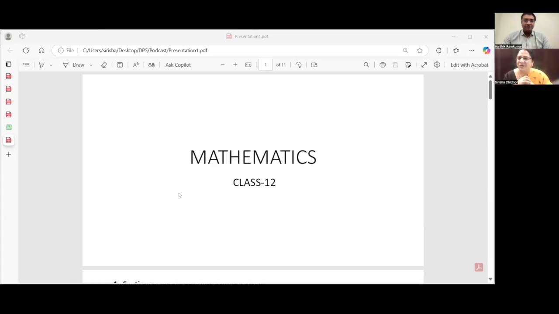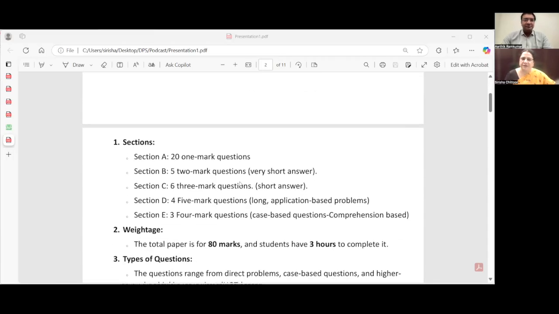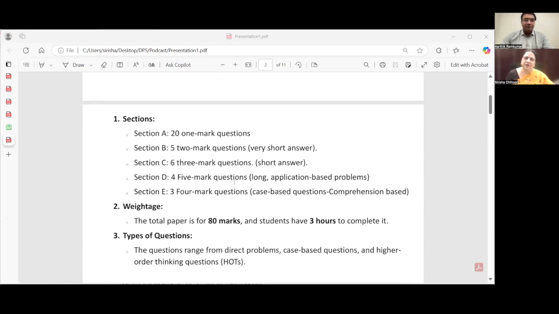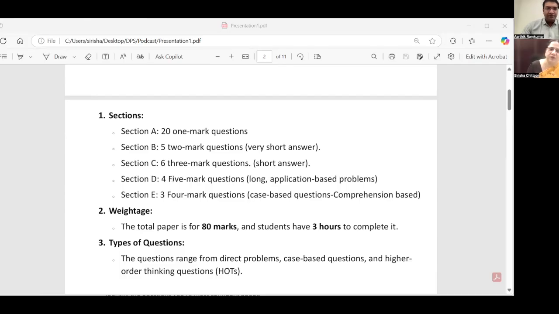True. When it comes to 12th grade mathematics, the pattern actually contains 21 1-mark questions. In that, 2 will be assertion based and reasoning questions, and 5 2-mark questions as I am sharing, 6 3-mark questions, 4 5-mark questions, and 3 4-mark questions. That is case based. Every student, even my smartest, I ask them to start with section D. That is 5-mark questions. There are 4 5-mark questions. So for them, I give them timing.